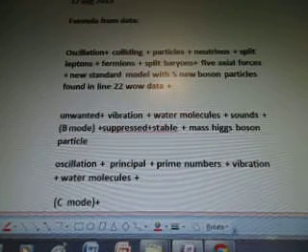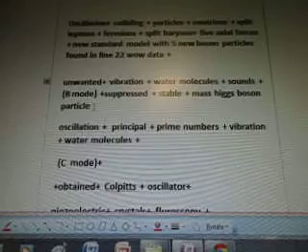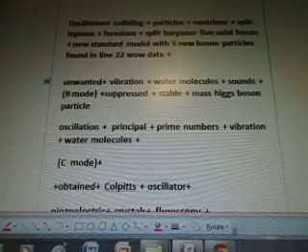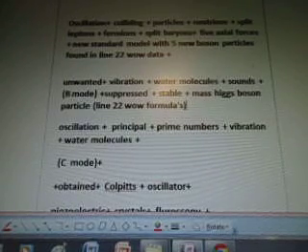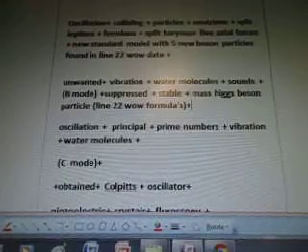Unwanted vibrations, water molecules, sounds, B mode, suppressed stable mass, Higgs boson particle, which again, you guys haven't figured that one out yet. That's in the line 22 formulas. There's a formula on how to make that type of particle. Oscillation, I don't know if it works or not, but you can try it.